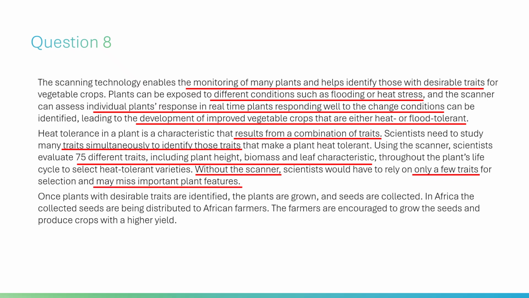Once plants with desirable traits are identified, the plants are grown, and seeds are collected. In Africa, the collected seeds are being distributed to African farmers. The farmers are encouraged to grow the seeds and produce crops with a higher yield.